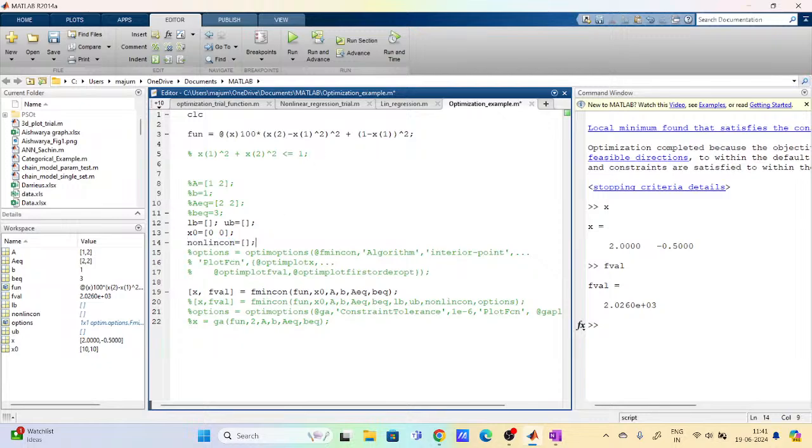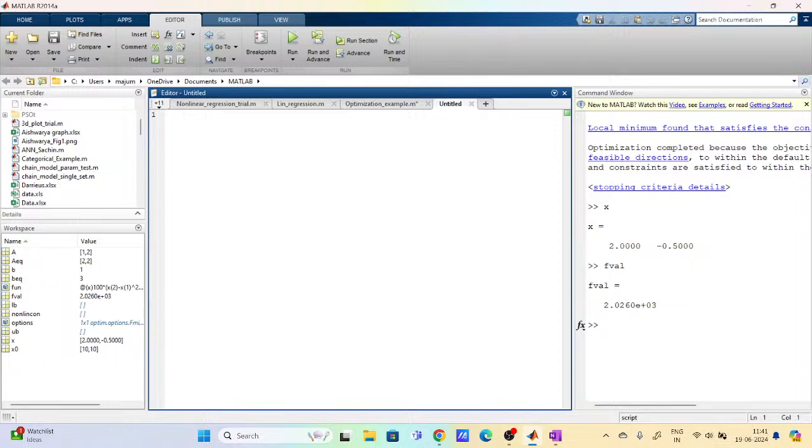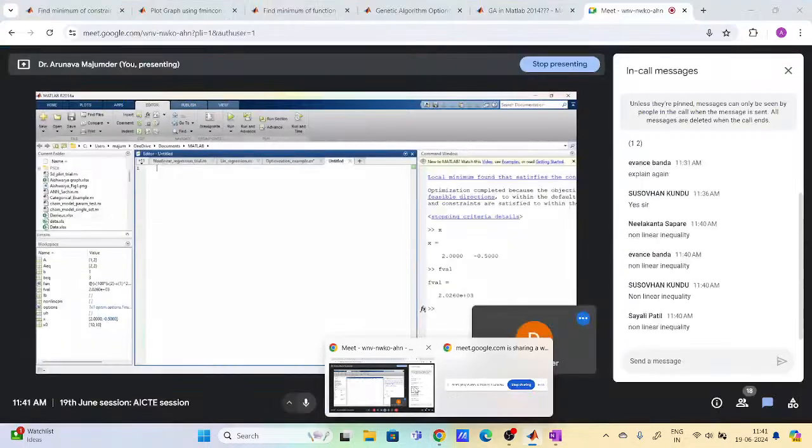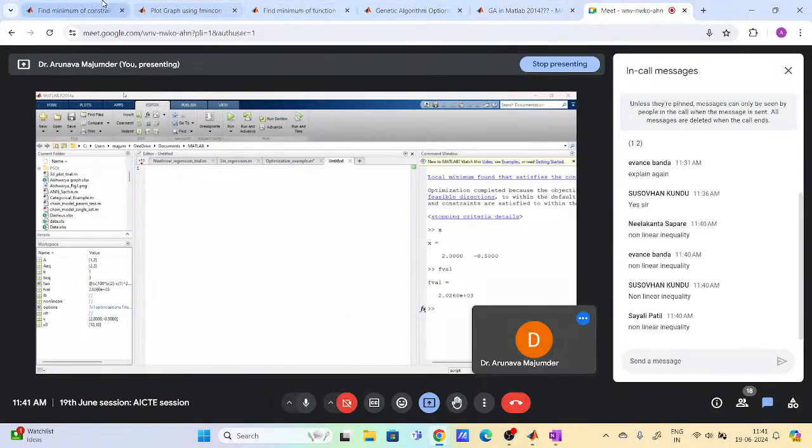Okay. So how to create a function file? Just like C or C++ programming, we can use a function in MATLAB. So let us create a file here. To create a MATLAB function file, we need to write it like this. Function, okay, just like this. Just copying and pasting it like this.